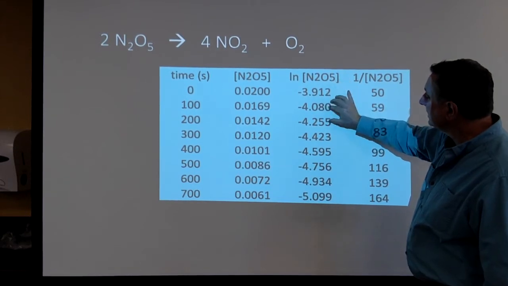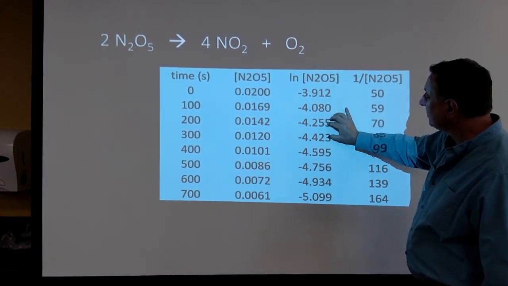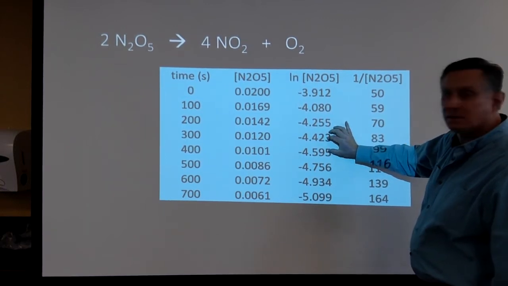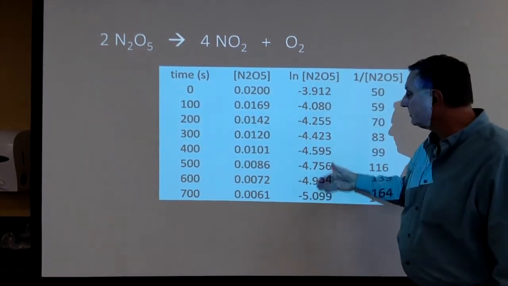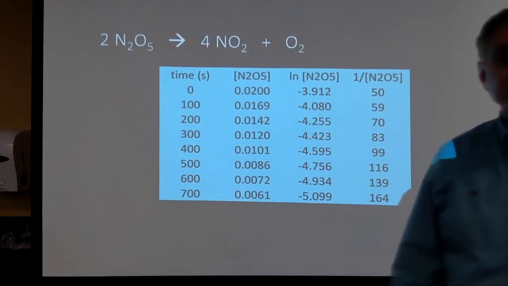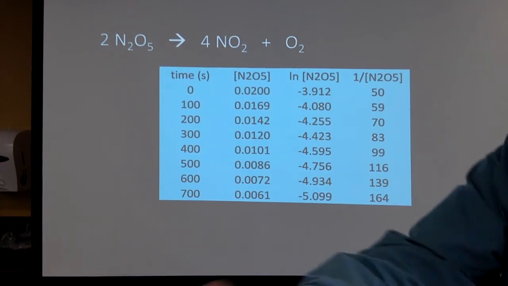The gap is 0.17. Here the gap is 0.17. Here the gap is 0.17. So do you see the picture? The gap between these numbers is the same, just like the gap between the time measurements is the same. So now we know that we have a linear relationship between time and natural log.